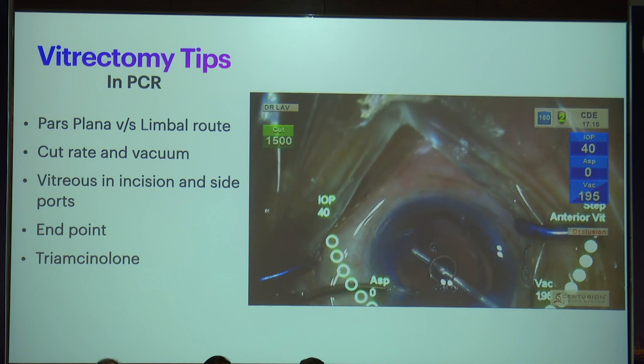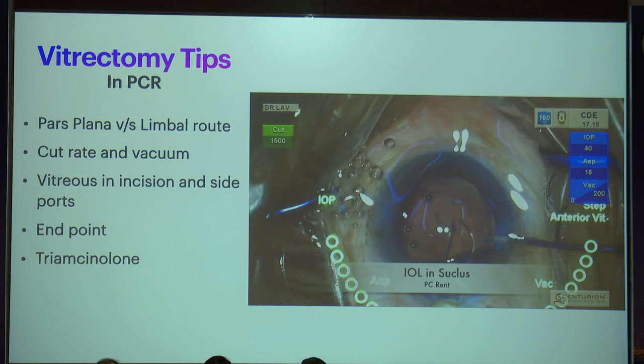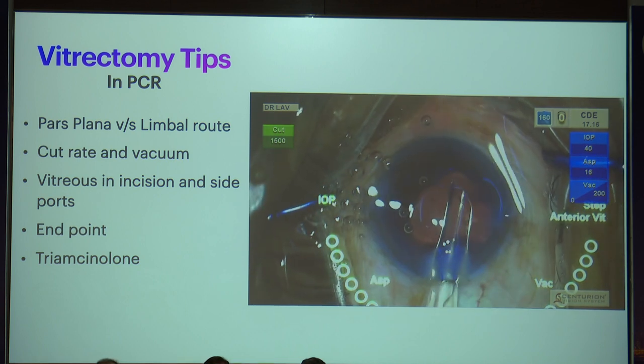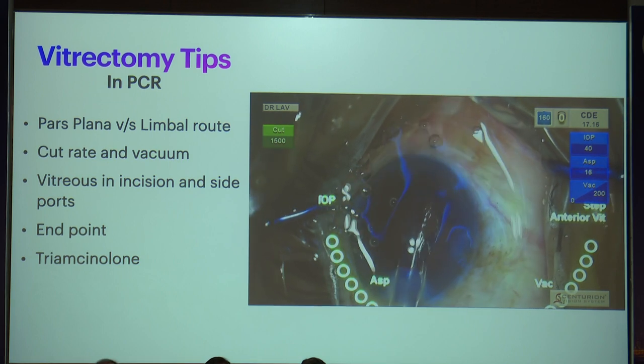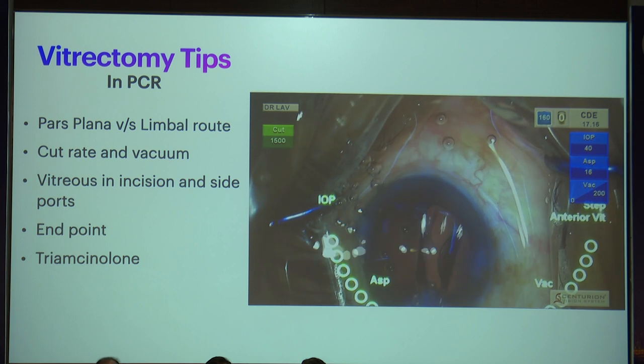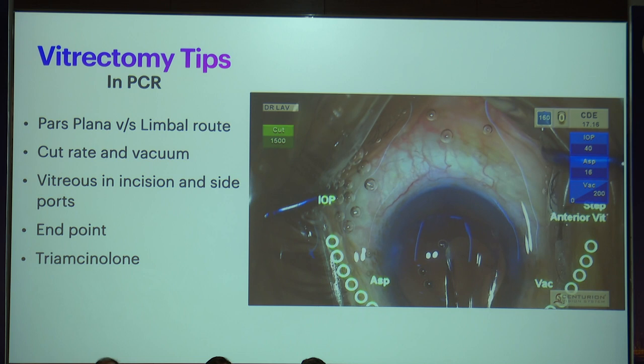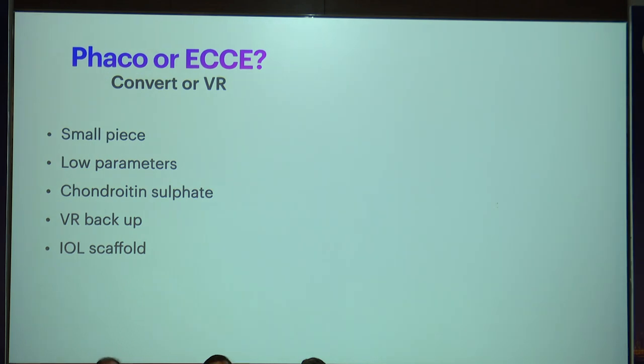The end point is when the posterior capsule falls back and there is no vitreous in the anterior chamber. And always, as Dr. Srinivas had shown, we can use triamcinolone assisted vitrectomy as well to see whether vitreous is there in the anterior chamber or not. Phaco versus ECCE, again, whatever works best in your hands should be selected, but these are some of the tips which we have already discussed. IOL scaffold is another thing we can try for this last piece. Better if we implant the IOL in the sulcus, keep the nucleus above that, and then the remaining piece can be emulsified.